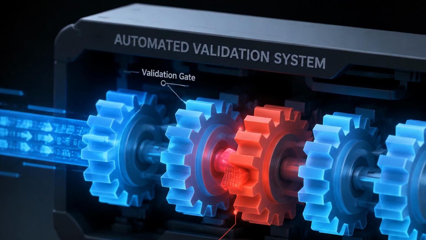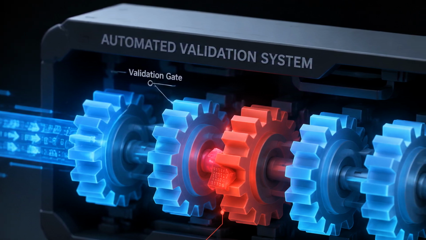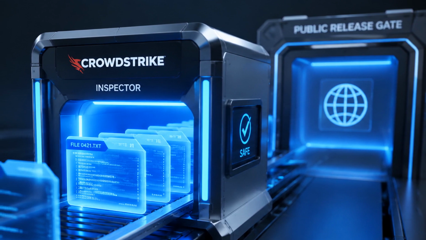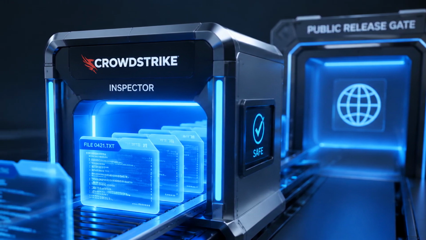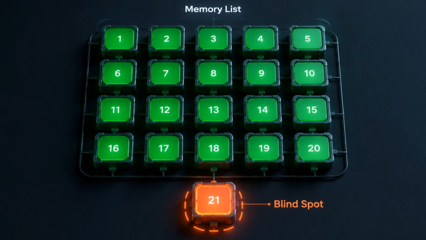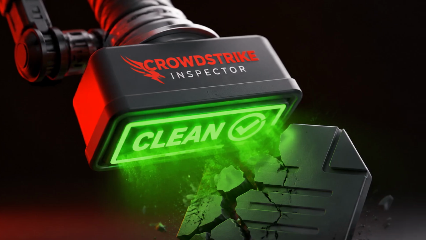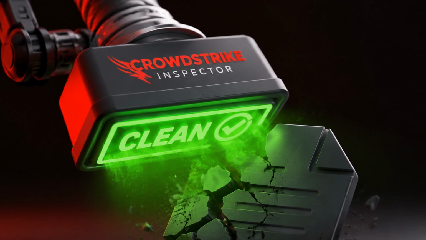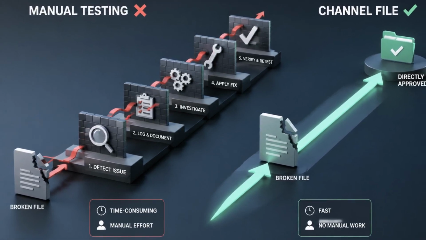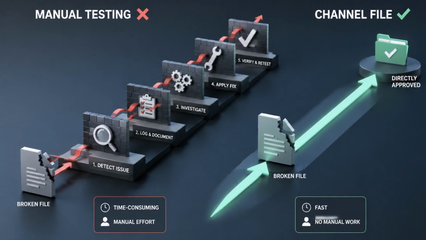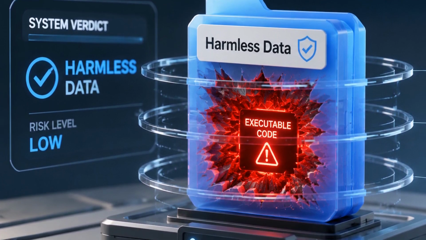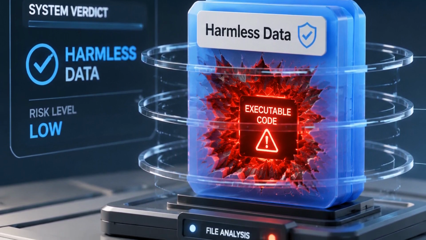The catastrophe was not merely a technical glitch, but a failure of the automated validation system designed to catch such errors. CrowdStrike relied on an inspector tool whose primary job was to verify these channel files before they were ever released publicly. However, that inspector contained a critical blind spot. It assumed that the 21st slot in the memory list was always safe. Because of this faulty assumption, the inspector erroneously stamped the broken file as clean, allowing it to pass through the gates. This oversight meant the update bypassed the rigorous manual testing protocols that are typically reserved for full-scale software releases. By treating these channel files as harmless data rather than executable code, the system effectively skipped all necessary safety checks.